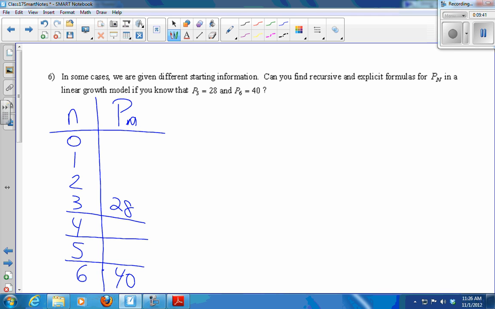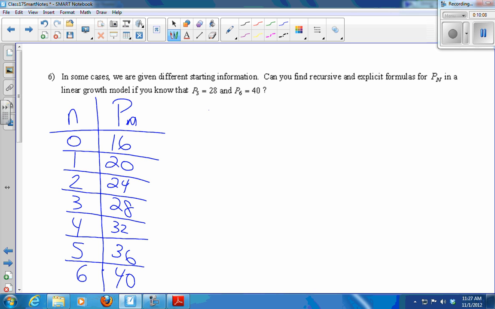So 28 plus 4 is 32. 32 plus 4 is 36. And 36 plus 4 is 40. So we now know the transition rule is plus 4. So to go backwards in the list, we can subtract 4. 28 minus 4 is 24. Minus 4 is 20. Minus 4 is 16.